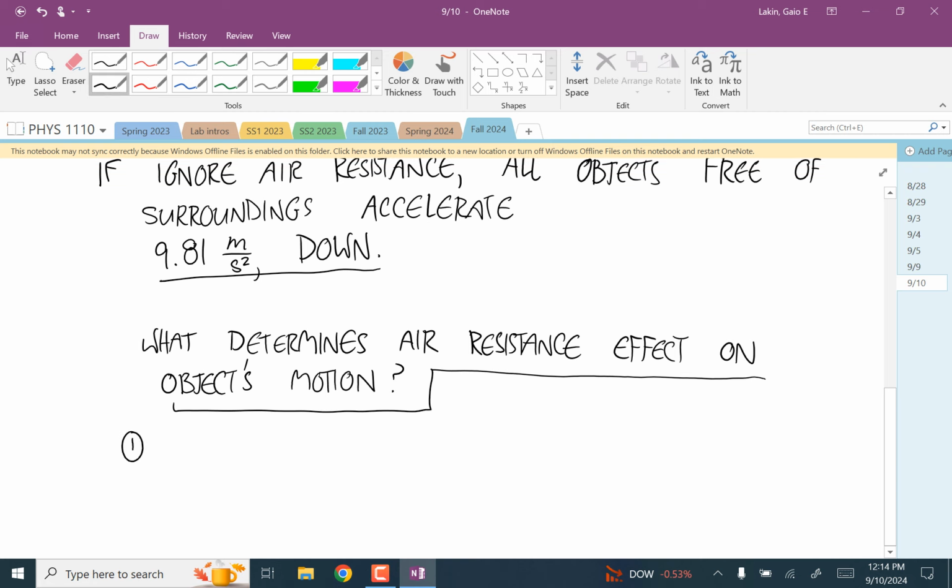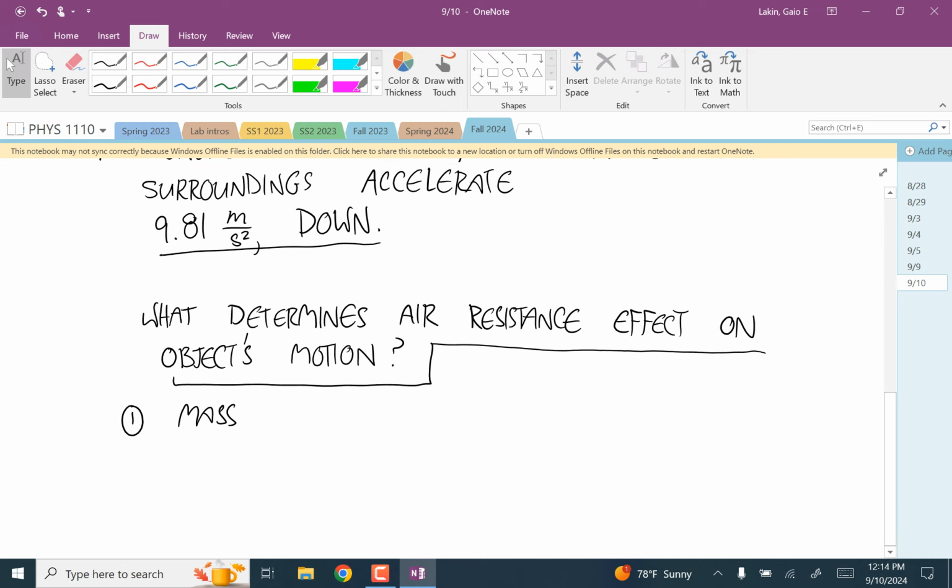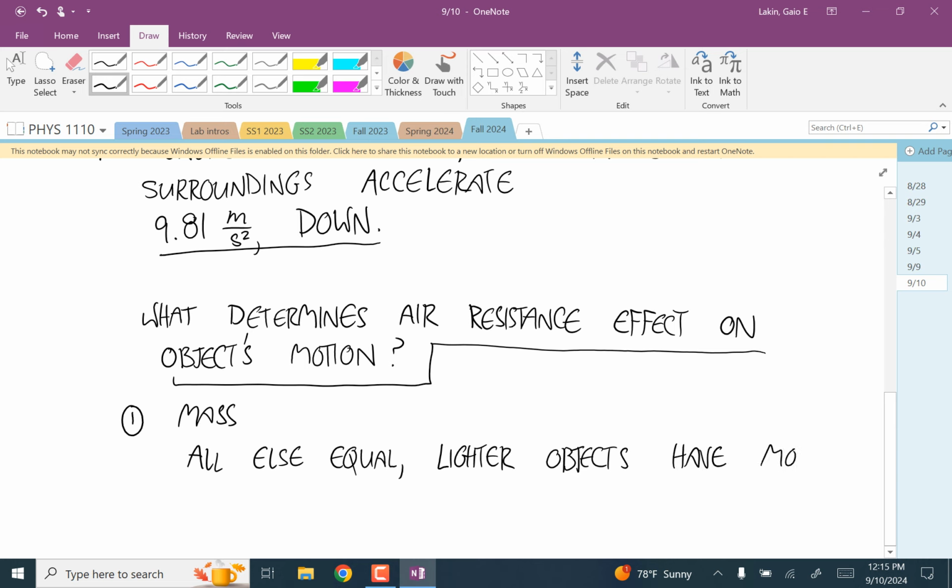The first one is the object's mass. The air resistance doesn't increase when an object is lighter, but the gravity force decreases when an object is lighter. So in the sort of tug of war between those two things, all things being equal, lighter objects' motion is affected more by air resistance.